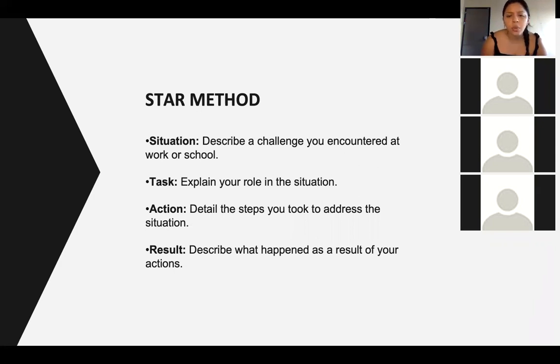The task. So, what was your role in the situation? What was your part? What did you do? Action. How did you do this? So, detail the steps that you took to address the situation. And then the result is to describe what happened as a result of your actions.